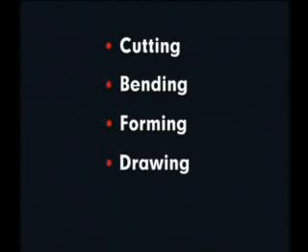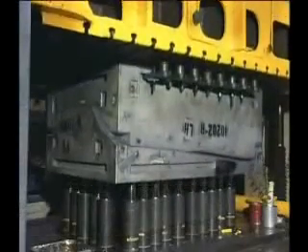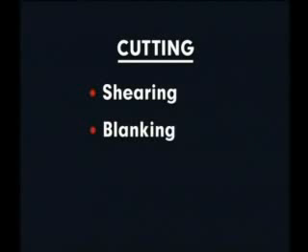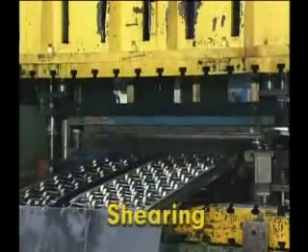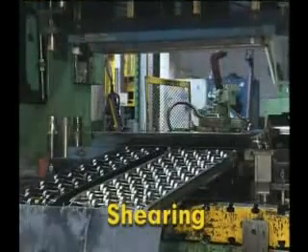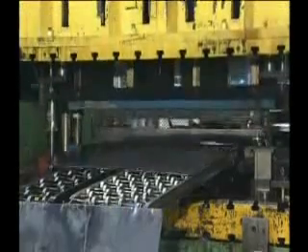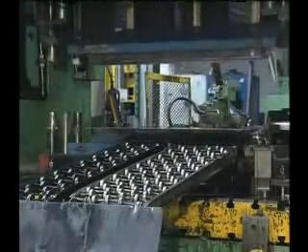Basic die operations include cutting, bending, forming, drawing, and squeezing. The two most common types of dies, however, are cutting dies and forming dies. Cutting, which includes shearing, blanking, hole punching, and trimming, is the most common press-working operation using dies. Shearing is a process by which large sheets of material are cut into smaller sections. These pieces are generally used in later operations.